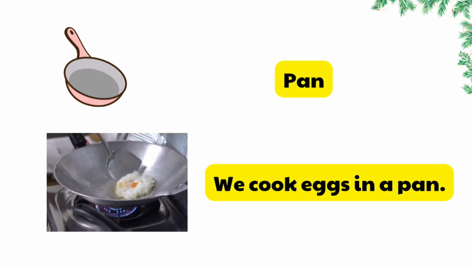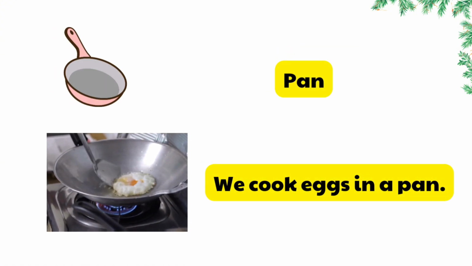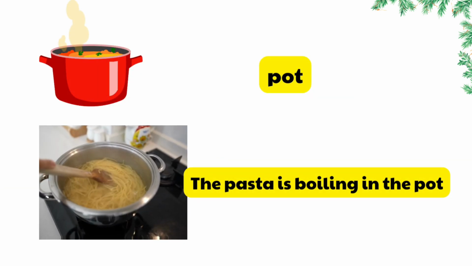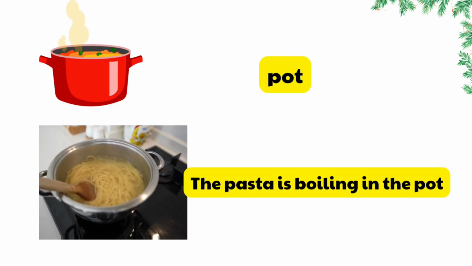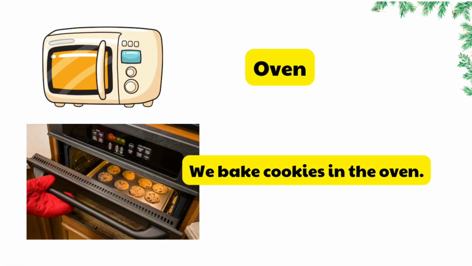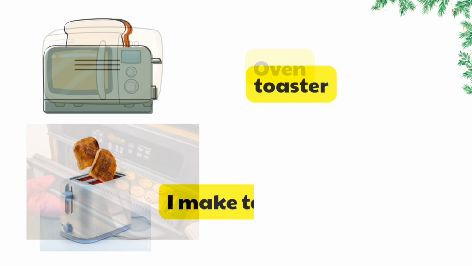Pan. We cook eggs in a pan. Pot. The pasta is boiling in the pot. Oven. We bake cookies in the oven.